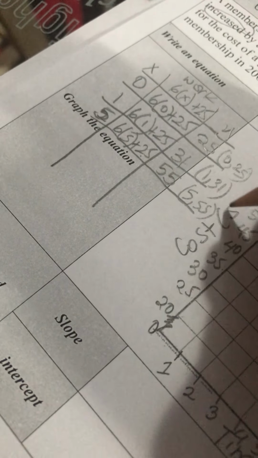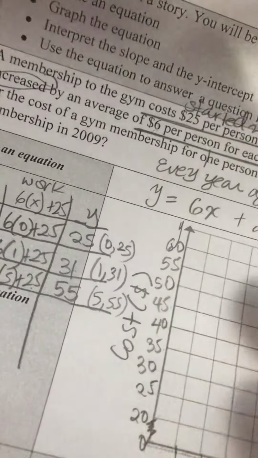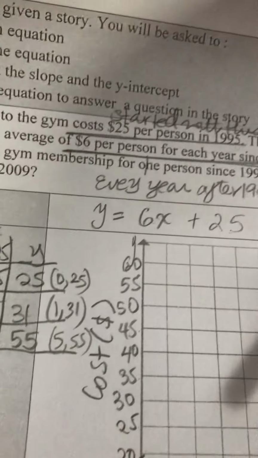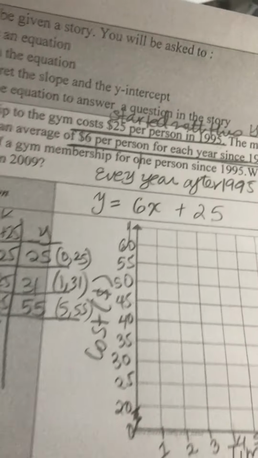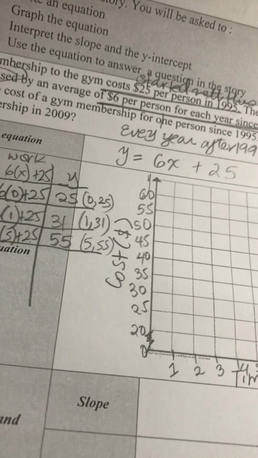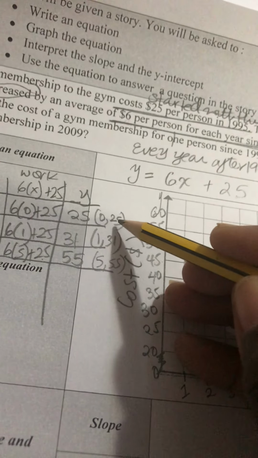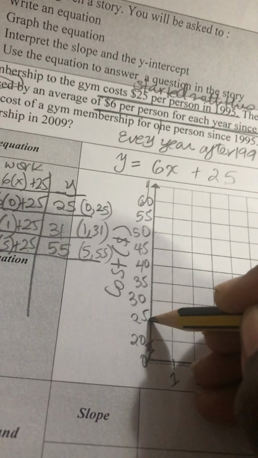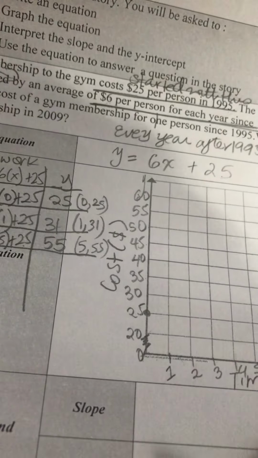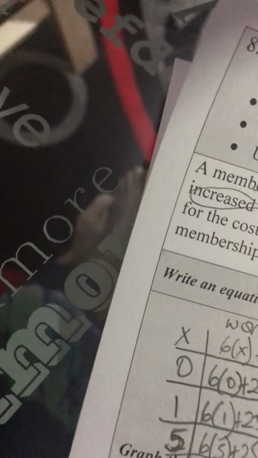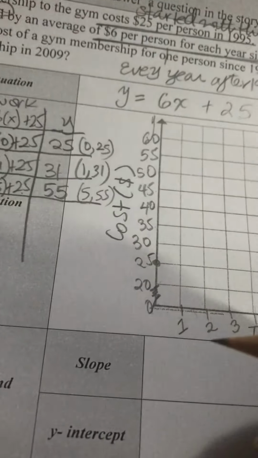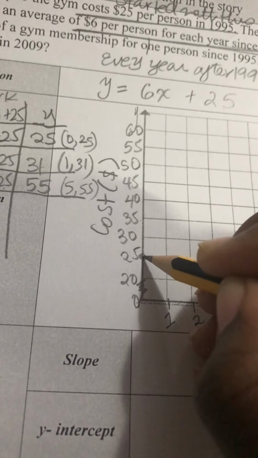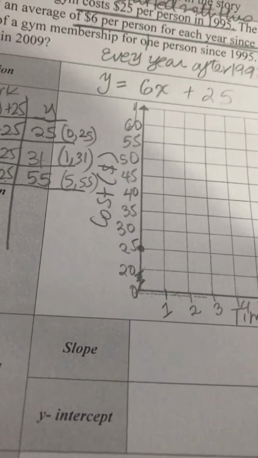And the unit is dollars. According to this question, the unit is dollars. Okay? All right. So we are comparing time over money. So I'm going to graph these two. So (0, 25) is going to be here. Make sure your pencil is very sharp. You cannot use a blunt pencil. This is a graph. Use a sharp pencil.